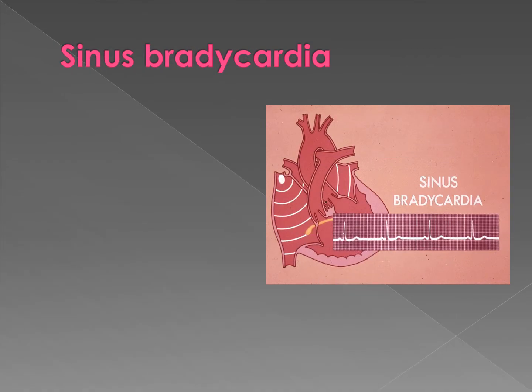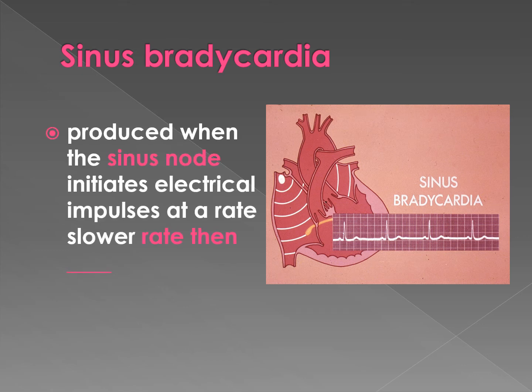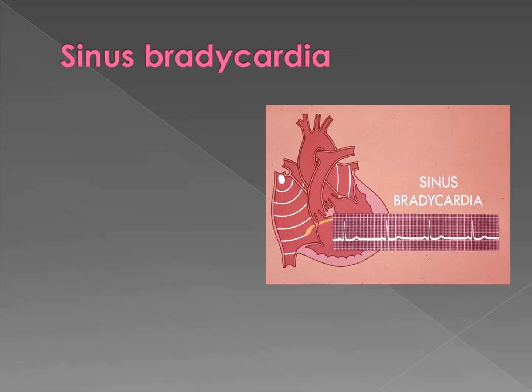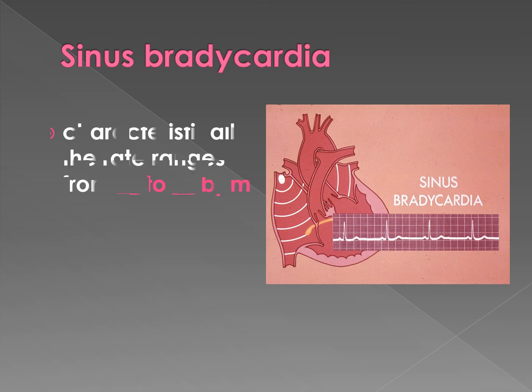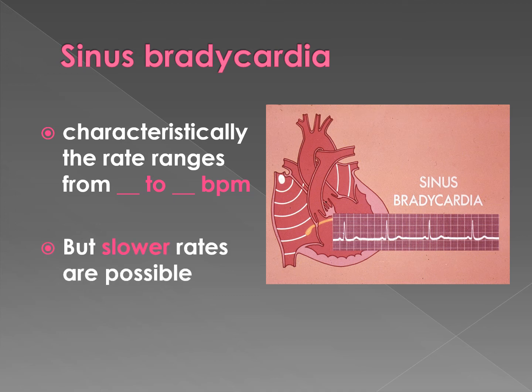Sinus brady, this is almost the complete opposite. This is produced when the sinus node initiates the electrical impulse at a rate lower than 60. So a rate slower or lower would be a sinus bradycardia. Characteristically, the rate ranges from 40 to 60 beats per minute, but slower rates are possible, but 40 to 60 is your primary here.